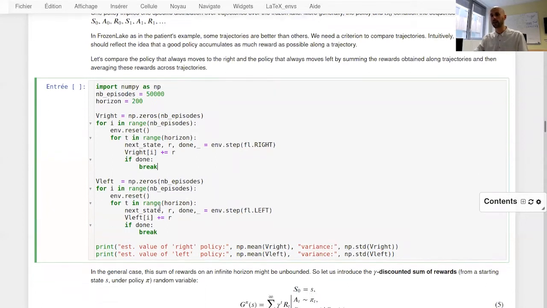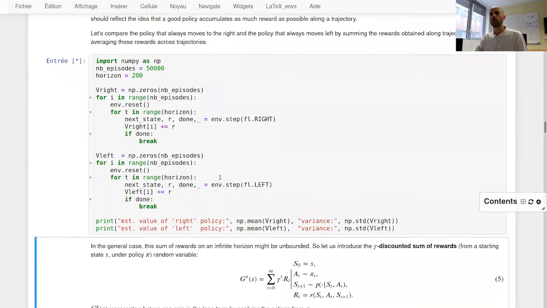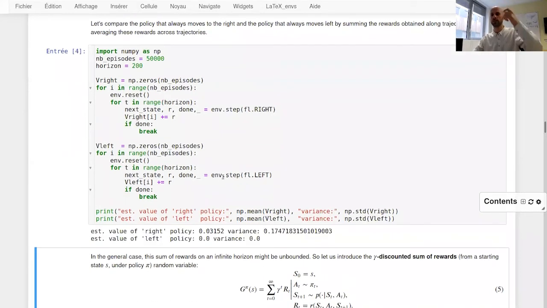I'll do the exact same thing with V_left. And I will print the estimated value, the empirical average of what I can expect to accumulate as rewards from the original state under the policy that always moves right, and the same thing for the policy that always moves left. So I'm just waiting for this to finish. Should take a few seconds.